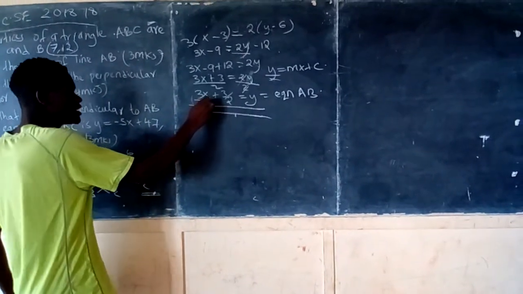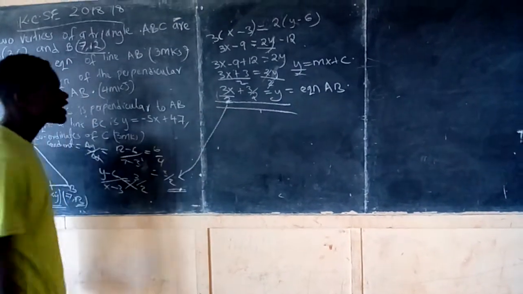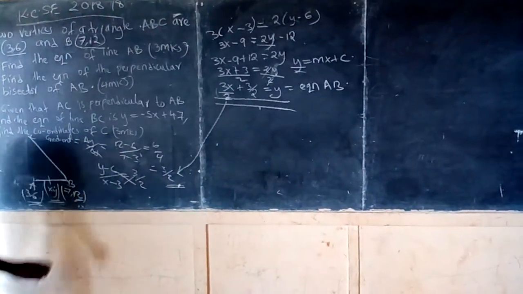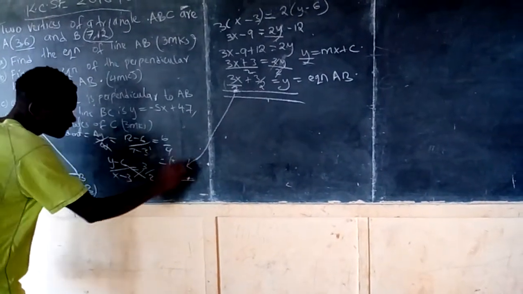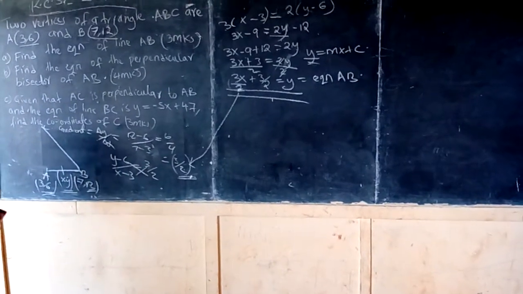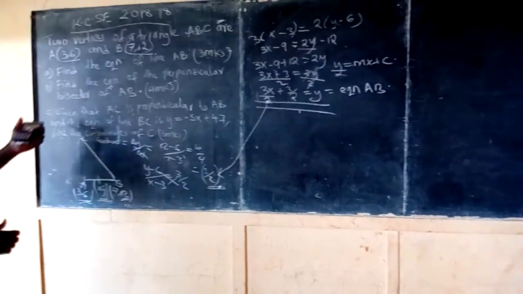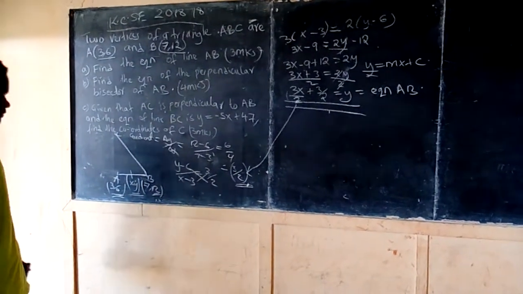And if you compare this value here with the gradient we found, they are equal. That means the equation of that line is correct, having these coefficients the same as the gradient. Now the next thing after that, we find the equation of the perpendicular bisector of line AB.